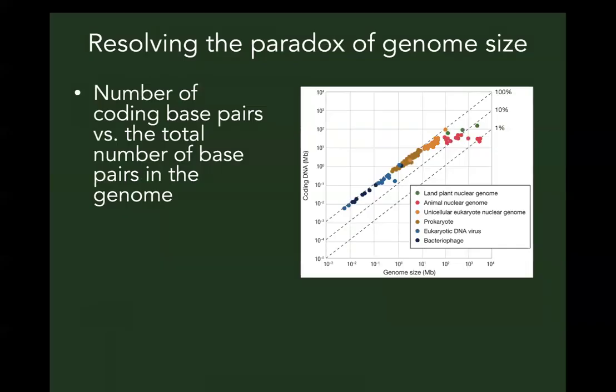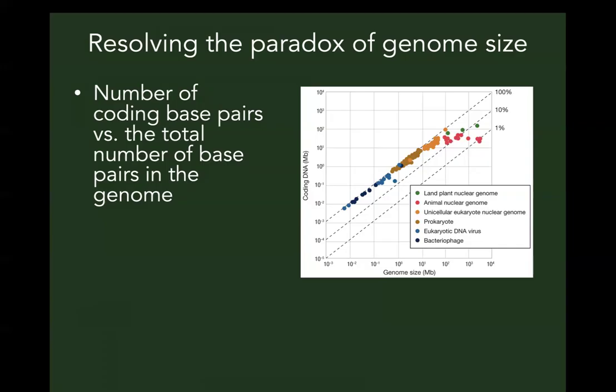Okay. So one of the first paradoxes that people realized was what I mentioned before. Genomes can be enormous, right? But now that we've sequenced the entire genome, we know that not all of those nucleotides are part of genes, right? Not all of them code for proteins. So this is a graph comparing the number of coding base pairs, so coding, meaning DNA that gets made into proteins, versus the total number of base pairs in the genome.